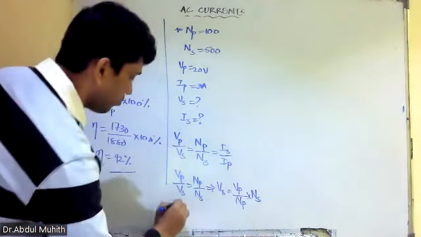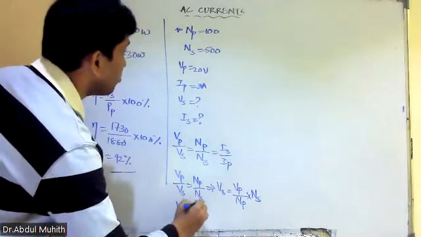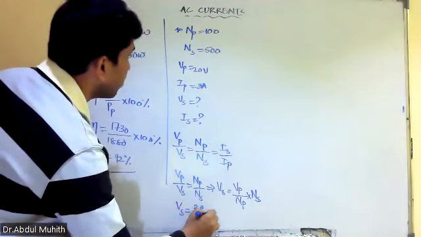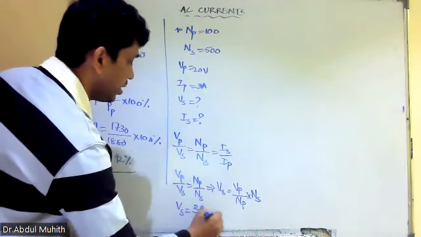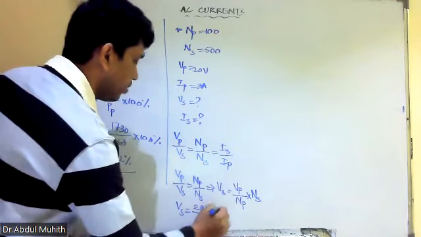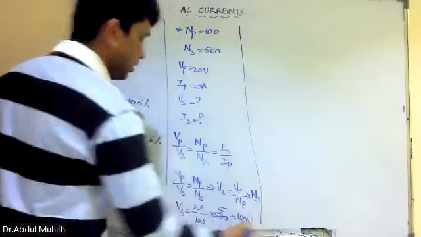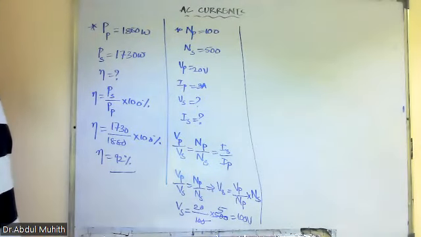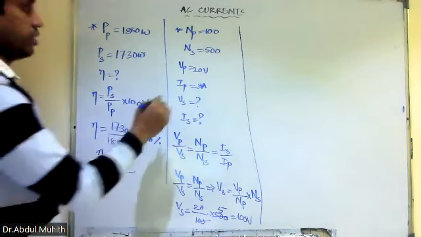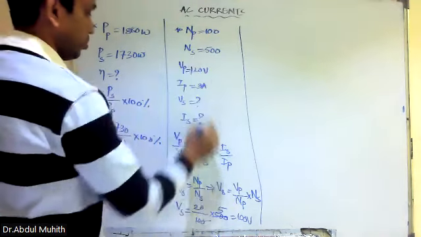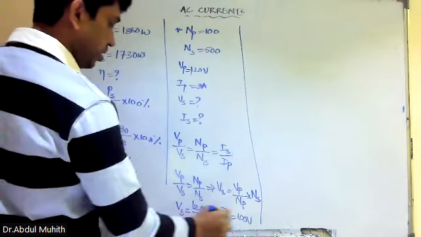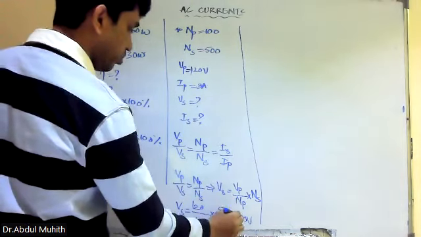So Vs is equal to how much? Vp is 20, Np is 100, into 500. Sorry, it is 120, not 20. So if you multiply 120 into 5, it becomes 600 volts.